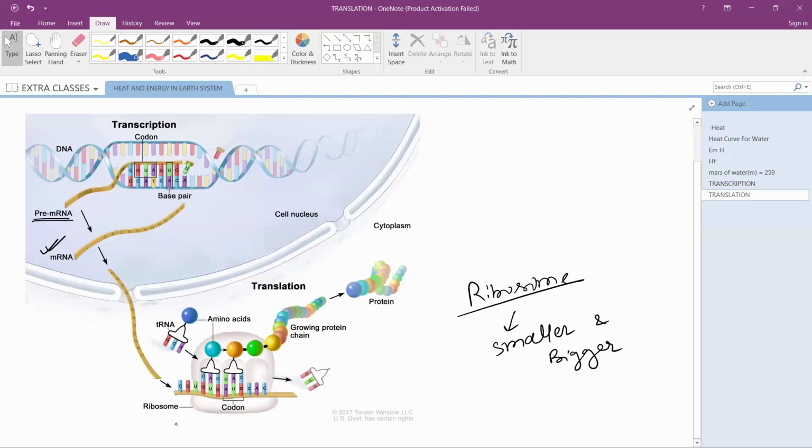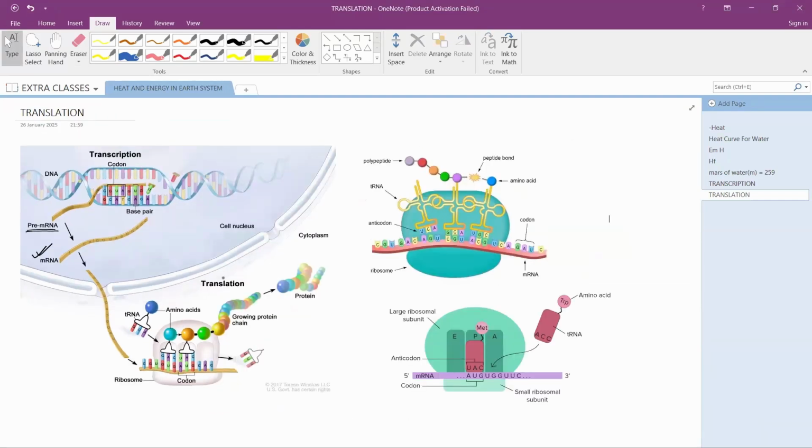So what is inside the ribosome? See what is there. Here, RNA. This ribosome has three positions, symbolized as E, P, and A. So first of all, the tRNA comes at the position E.